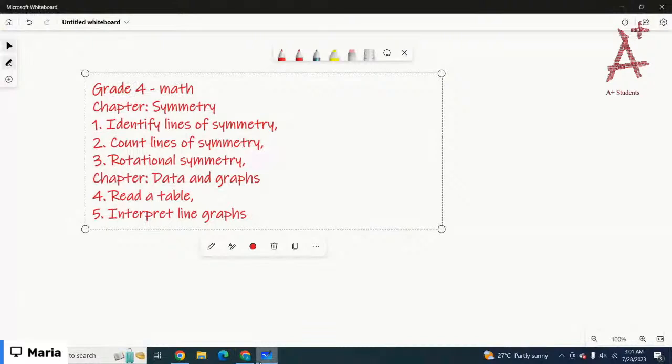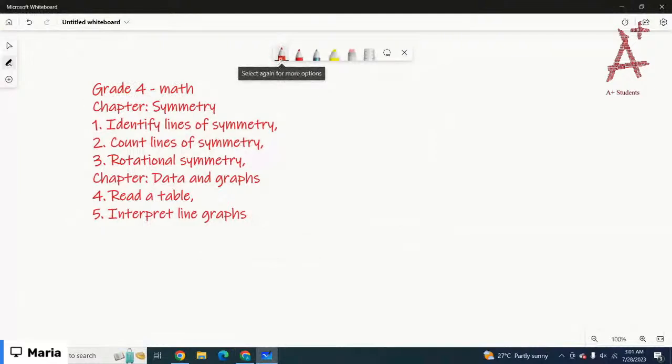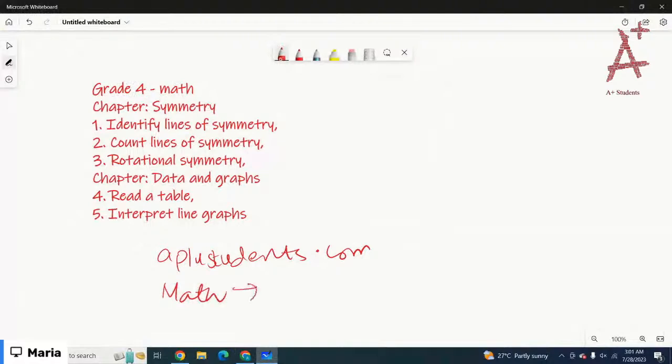We are here for grade 4 math. You can find all the lessons on aplstudents.com. You have to log in there using your email address and the password provided by the administrator. Then you have to select math from the subject tab, scroll down to grade 4, and then click on view all lessons. There you can find a list of the chapters.